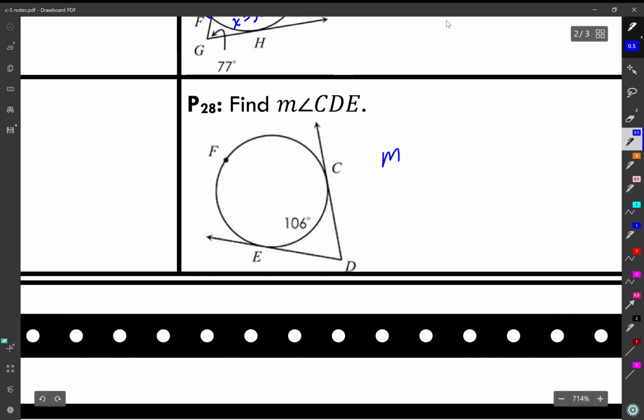B28 is even easier. To find the measure of angle CDE, we're already given the arc closest to it, so we'll find the measure of angle CDE is just equal to 180 minus 106, which is 74 degrees.